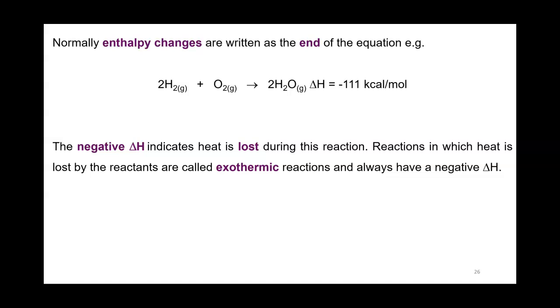Normally, once we've calculated the enthalpy change for a chemical reaction, we'll write it at the end of the equation in this form. As I pointed out, this particular enthalpy change is negative, and the negative enthalpy change indicates that heat is lost during this reaction. Reactions in which heat is lost by the reactants are described as being exothermic. And exothermic reactions will always have a negative delta H.